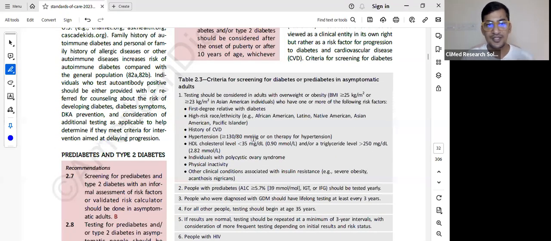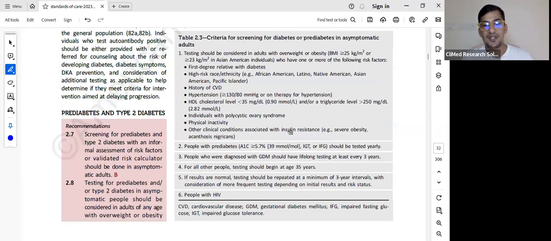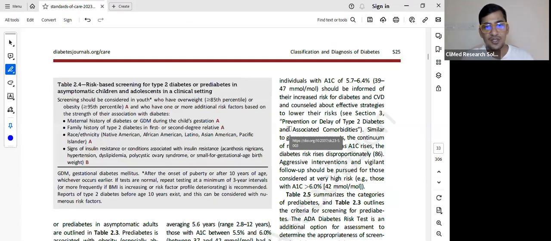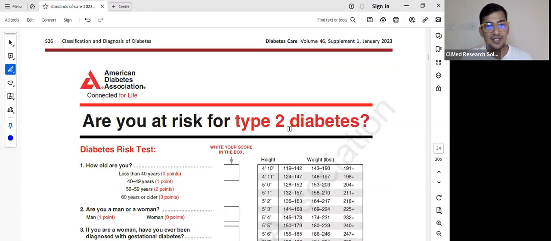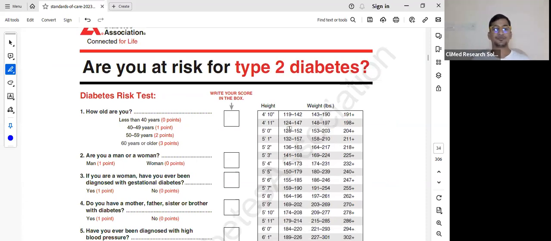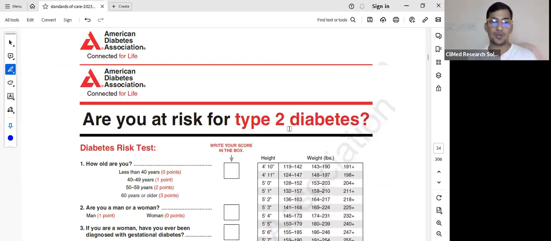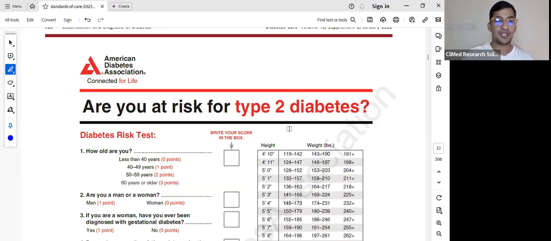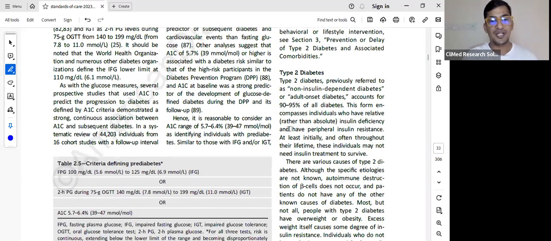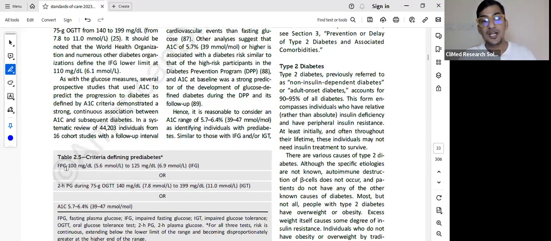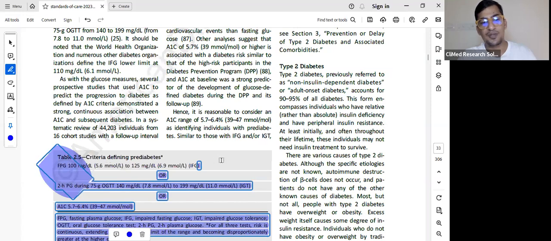Okay, screening of diabetes and pre-diabetes. So see, one more very important thing I want to tell you before we go to that. Here is the pre-diabetes. FPG 100. Look at this. If you read these guidelines, it is ultimate. You will understand everything. You will become the master of diabetes.